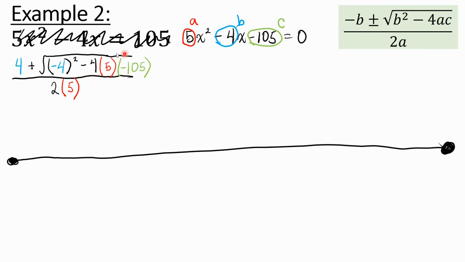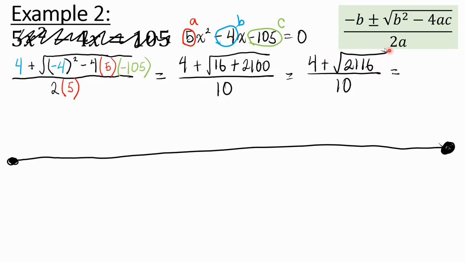Be very careful here because you're going to have subtracting a negative number here. So this is going to turn into addition. Okay, so I'm at that multiplication part. If I do 4 times, honestly, I just ignore this negative. 4 times 5 times 105, I get 2,100. But I know that these two negatives are going to turn into a plus. So it's going to be plus 2,100.